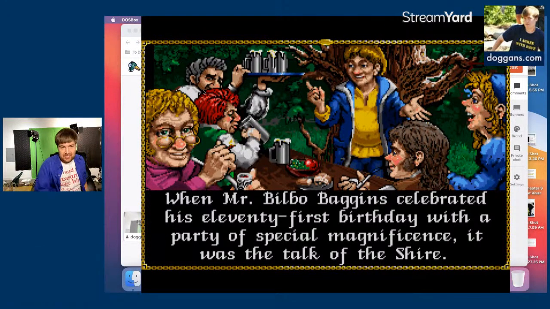When Mr. Bilbo Baggins celebrated his 11th birthday with a party of special magnificence, it was the talk of the Shire.